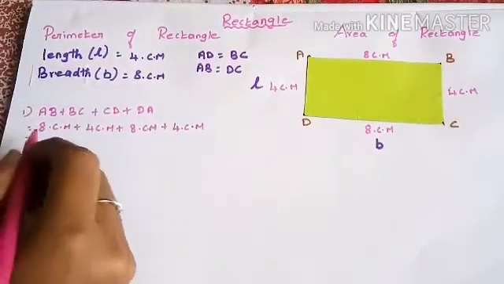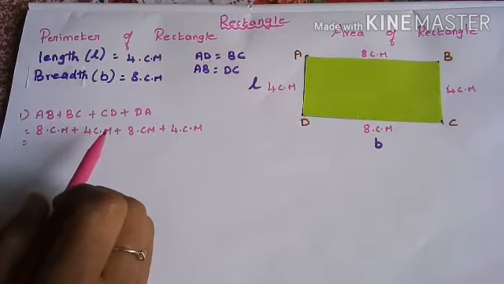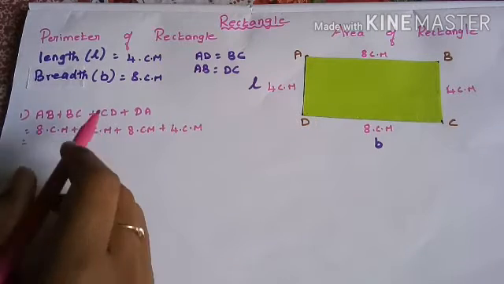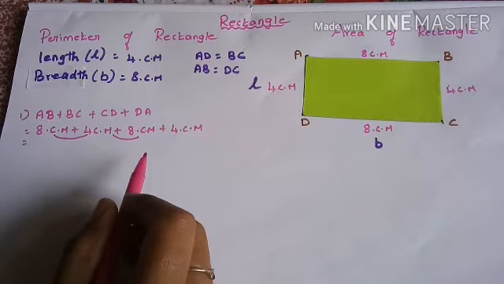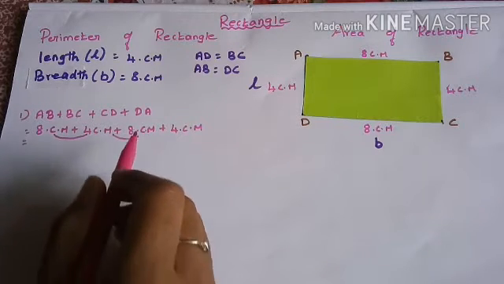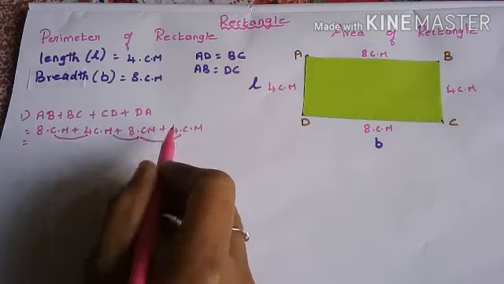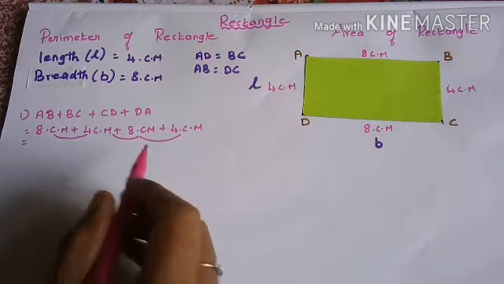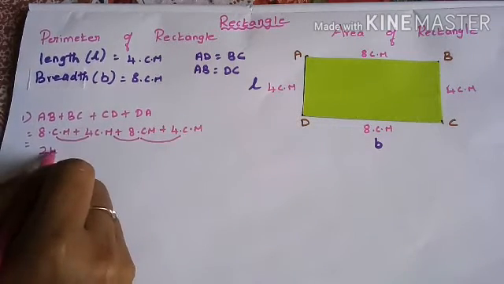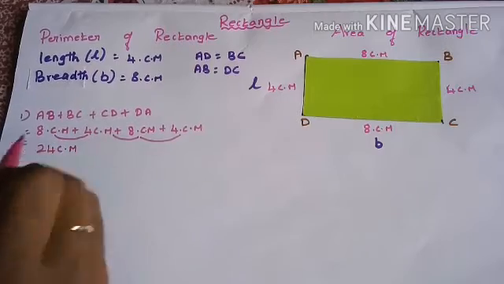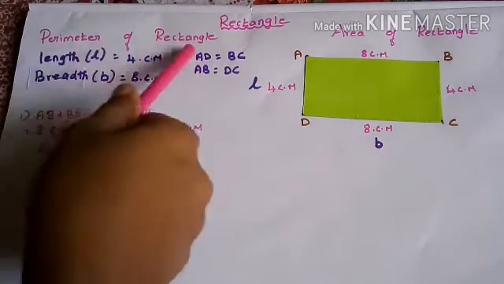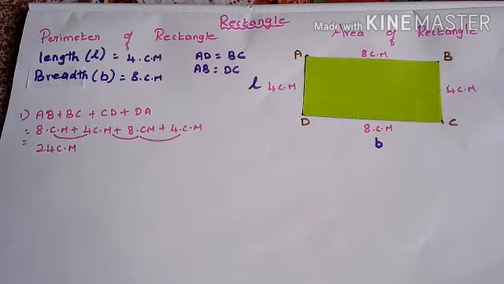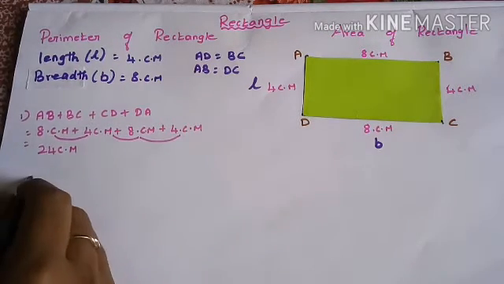Right. Let's add 8 plus 4, 12. 12 plus 8, 20. 20 plus 4, 24. Very good. So 24 centimeter. Got it? So this is the answer. 24 centimeter is the perimeter of rectangle. Now we are going to using the formula method.